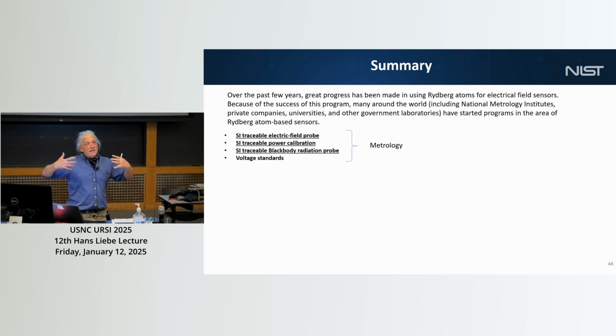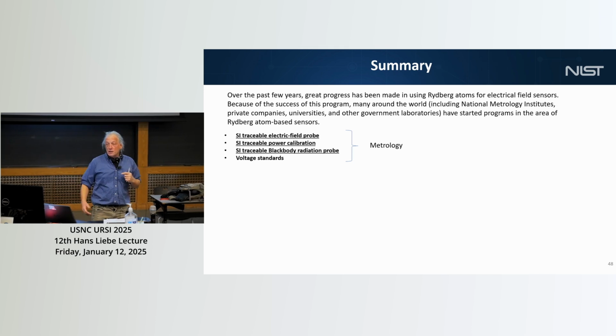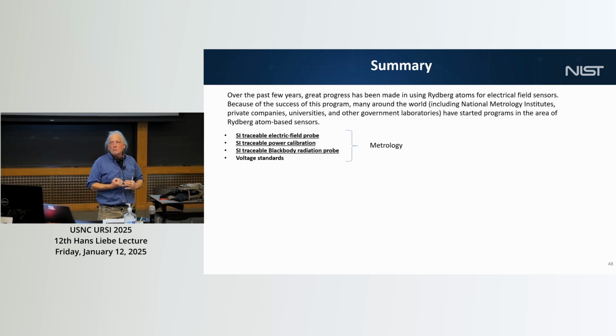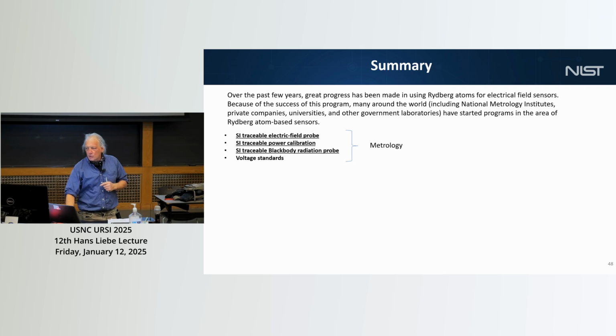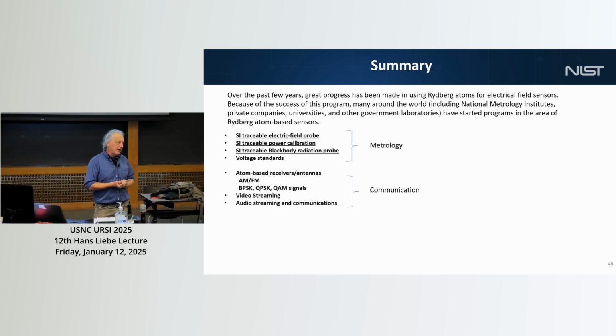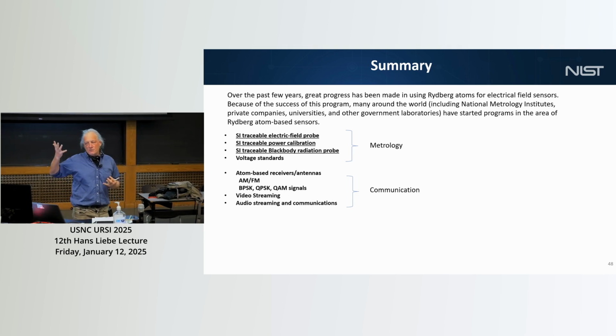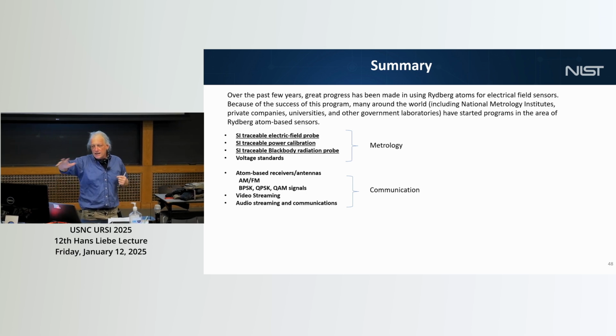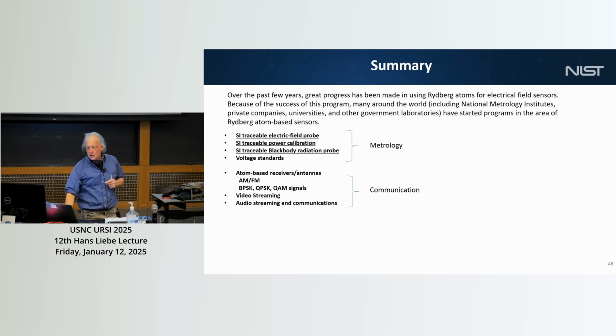But I like to group these technologies into 3 general areas. For these Rydberg sensors, from a metrology viewpoint, we're talking about traceable field measurements, traceable power measurements, black body detection, and then voltage measurements. There's also the communication aspects, which is what most people are interested in. How can these receivers be used to give you some benefit over something that you're not already doing? That's what us and some other groups are looking at. You can do AM, FM, phase modulated, stream video, all sorts of types of communications.